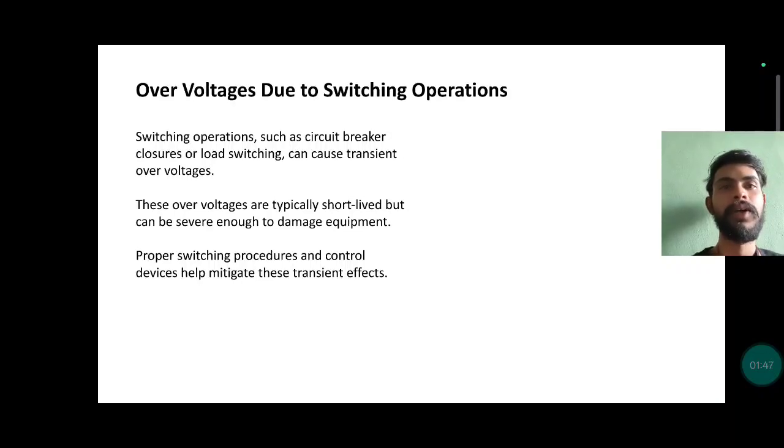The next one, over voltages due to switching operation. Switching operations such as circuit breaker closures or load switching can cause transient over voltages. These over voltages are typically short-lived but can be severe enough to damage equipment. Proper switching procedures and control devices help mitigate these transient effects.